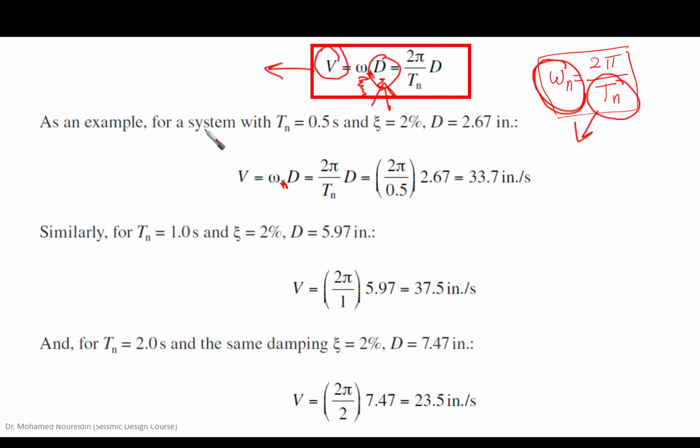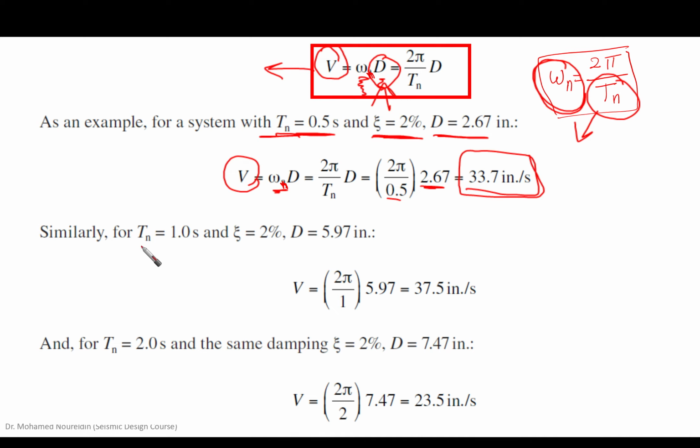Let's have an example based on what we explained for the deformation response spectrum. For a system with Tn equal to 0.5 second, as we have done before, and with damping ratio equal to 2%, D we obtained in the previous slides, right? It was 2.67 inch. This means that our pseudo velocity equals omega n, which is 2 pi over Tn, times D. So we have 2 pi over 0.5 times 2.67, which equals 33.7.